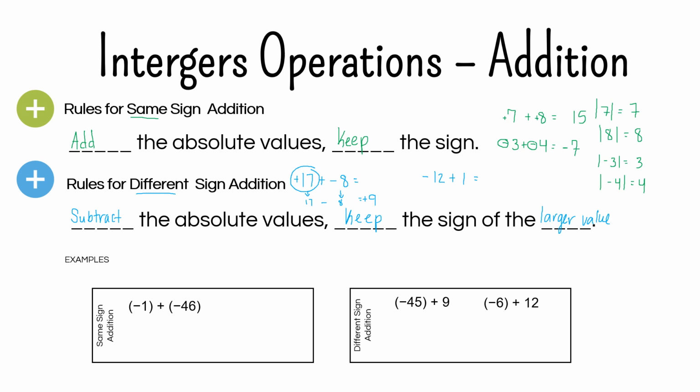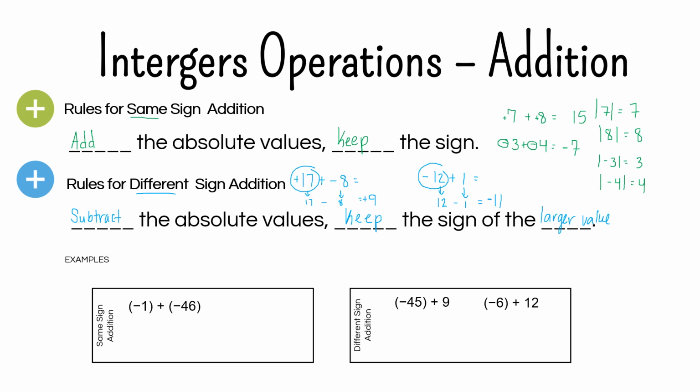Here, if I have -12 plus 1, take the absolute value of -12, which is 12, the absolute value of 1, which is 1, and we're going to subtract them. I get 11. I look here, I have 12 negatives, and I only have 1 positive, so this problem will stay negative. This is how we add with different signs. So I'm going to pause this for a second. I want you guys to try the two examples down here, and we'll go over them together.